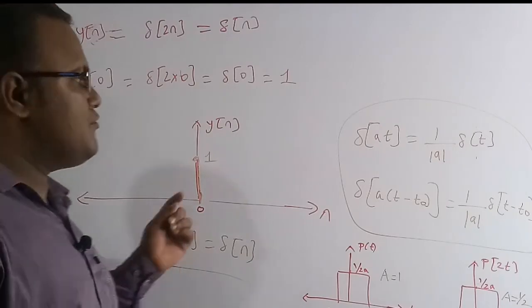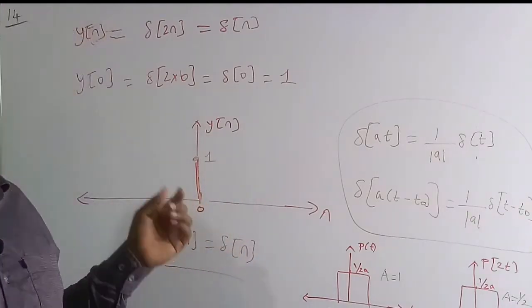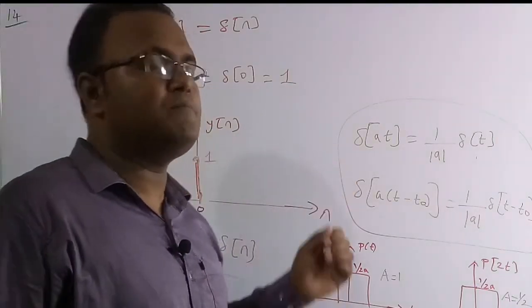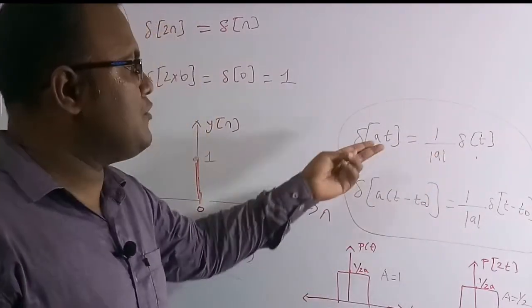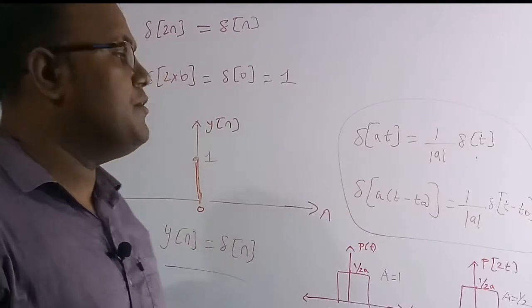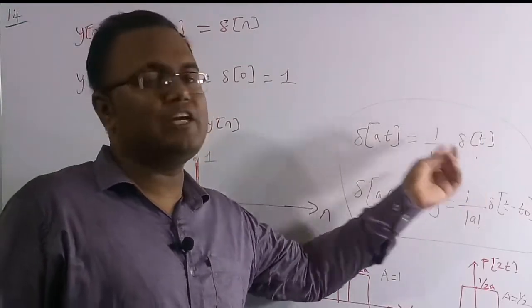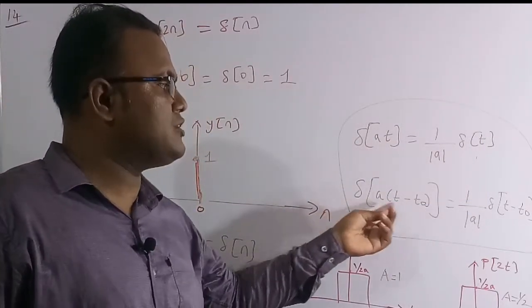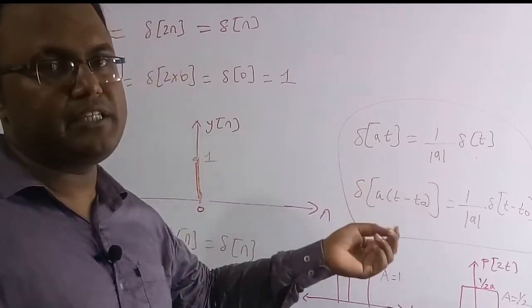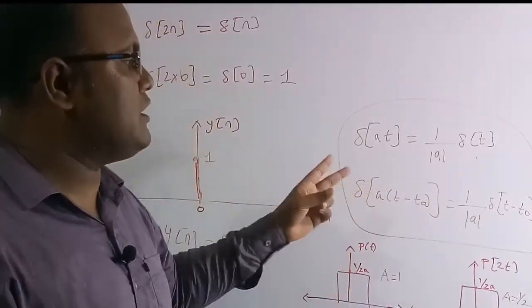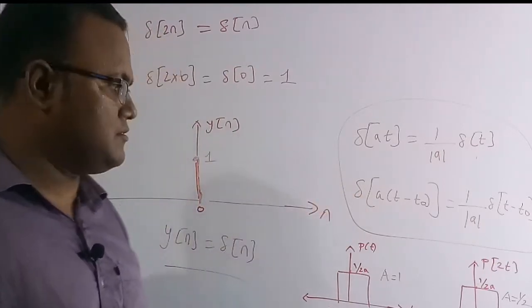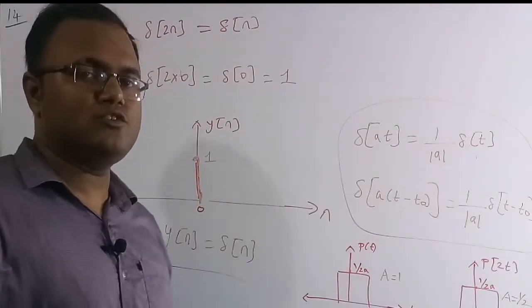This is for the discrete time system, but for the continuous time system, delta of at is equal to 1 by mod a of delta of t, meaning if you do the scaling operation by a, this is the equation we get. Similarly, for delta of a into t minus t naught, we get 1 by mod a into delta of t minus t naught. This is only for the continuous time case. Let me explain why this is possible.